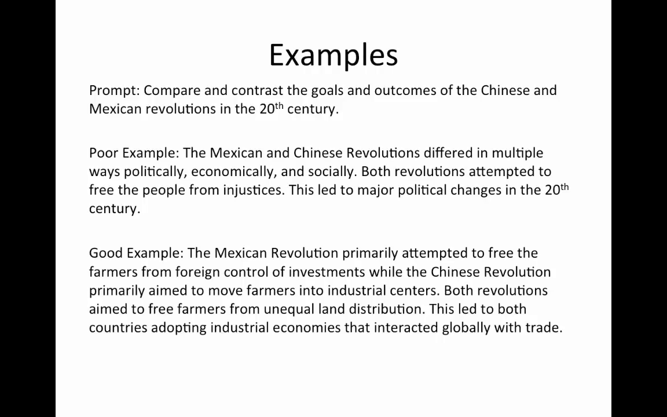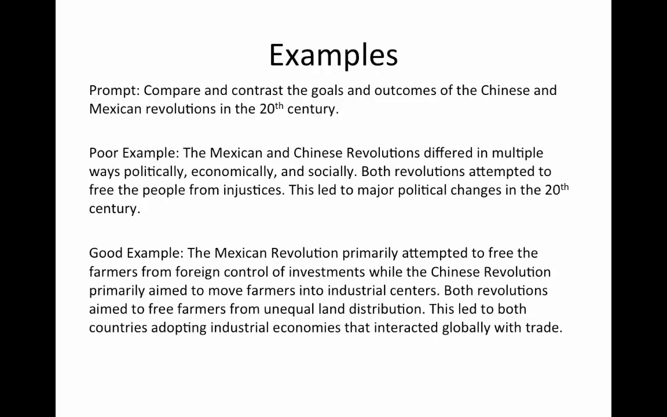Here we're given something very specific, but it's not factual. We can operate with a lot of things underneath this economic issue that we brought up, but we're not getting so overly specific that it becomes only about one particular issue. The Chinese Revolution primarily aimed to move farmers into industrial centers. Notice there's a direct contrast. Foreign control of investments is economic, farmers into industrial centers is economic. We have a direct contrast on a very specific issue. Both revolutions aimed to free farmers from unequal land distribution. Again, economic issue, but it's very specific. We know what we're talking about here. We're not leaving this up to the creativity of who's reading.